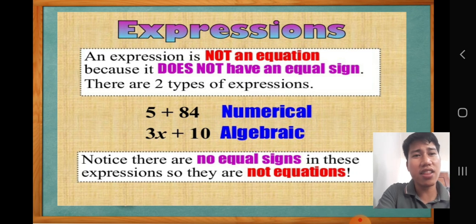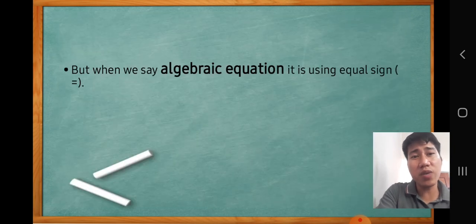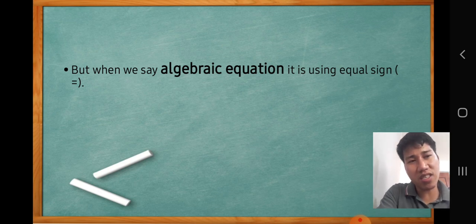Again, there are two types of expression. First is numerical and then second is algebraic expression. Notice, there are no equal signs in these expressions, so they are not equations. But when we say algebraic equation, we are using an equal sign. So again, when we say expression, wala equal sign, and then algebraic equation, it is using equal sign.